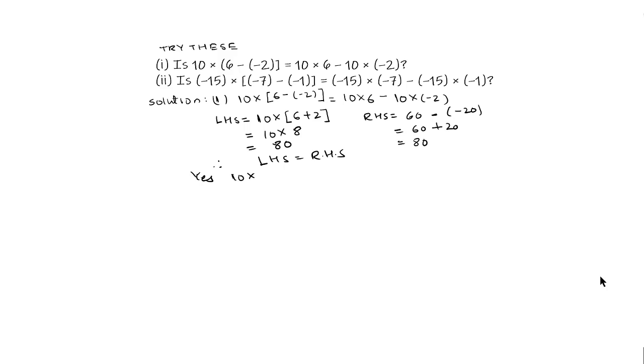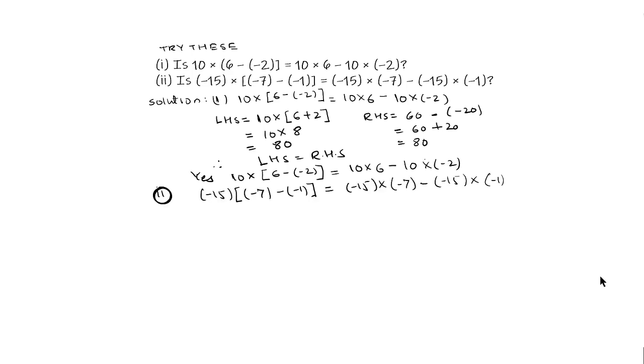10 multiplied by within bracket 6 minus minus 2 equal to 10 multiplied by 6 minus 10 multiplied by minus 2 is correct. Now we go to the second part of the question.